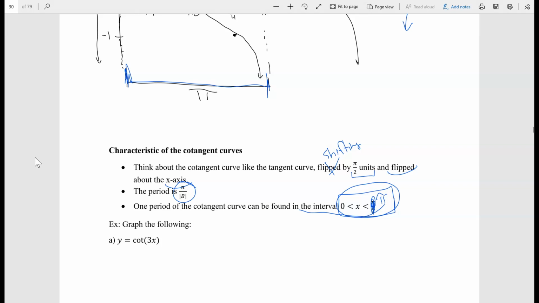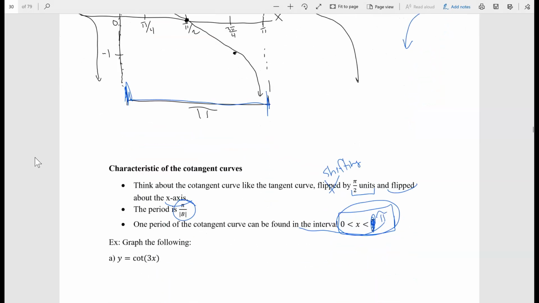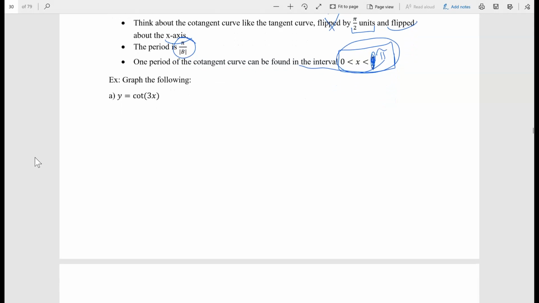So we're using the same exact methods that we've been doing all this time, but now we're going to do it for the cotangent curve. Now, remember what the cotangent curve looks like. All right, so now we're just going to go ahead and jump into some examples so that we can get used to the cotangent curves.